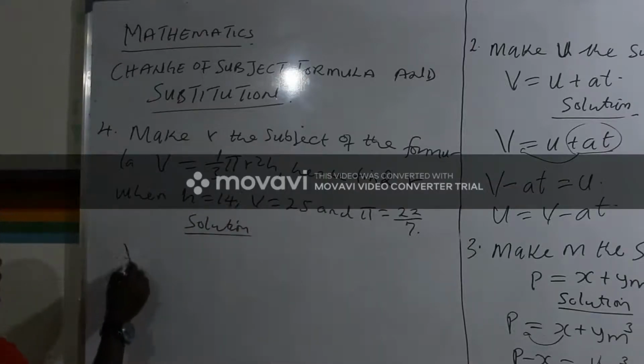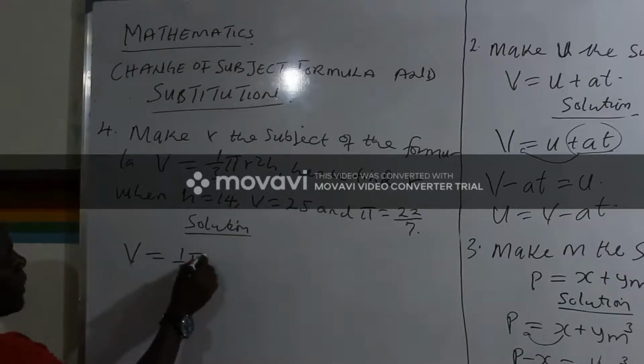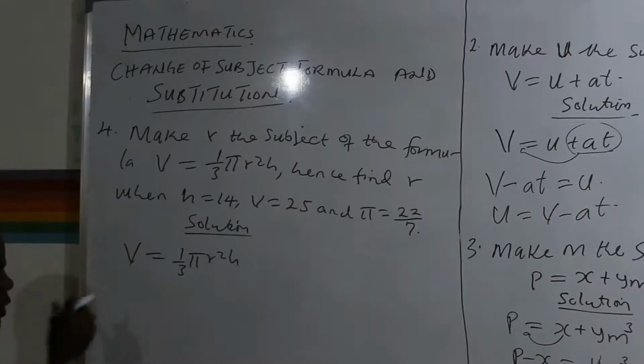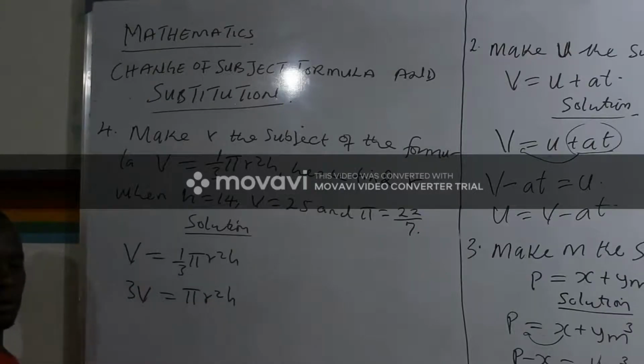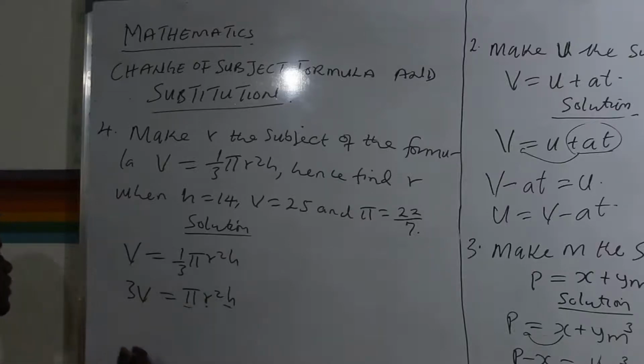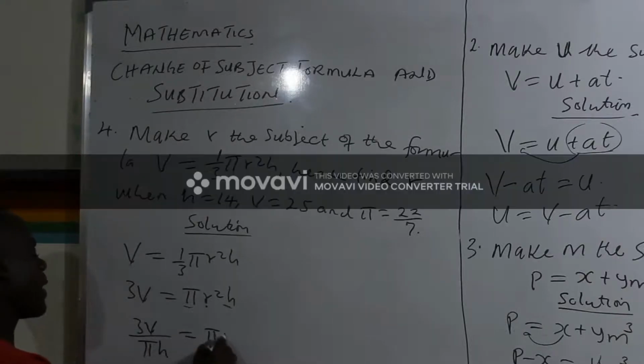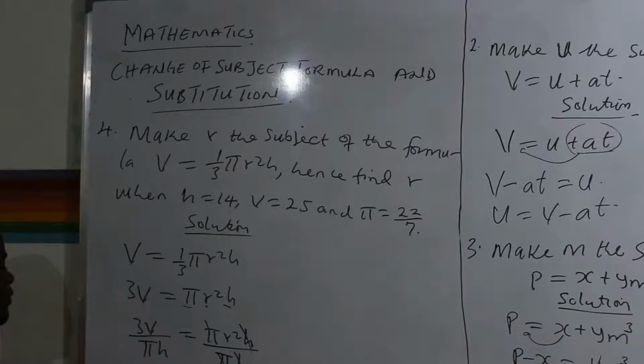Okay, here we have V equals 1 all over 3 pi R squared H. To proceed with this, we have to multiply both sides by the LCM, which is 3. When we do that, we get 3V equals pi R squared H. Our concentration is to make R the subject. So pi and H are being multiplied with R squared, so we have to divide both sides by pi H. And that means 3V divided by pi H equals pi R squared H divided by pi H. Doing so, this H will go with this H and this pi will go with this pi. So we are left with R squared equals 3V all over pi H.